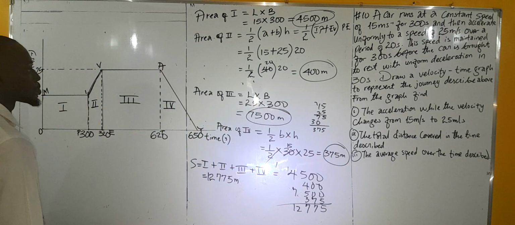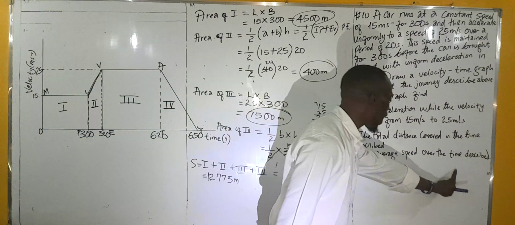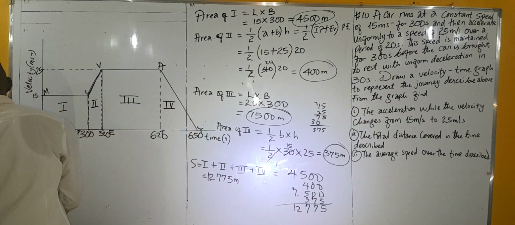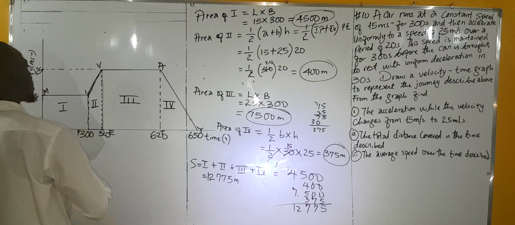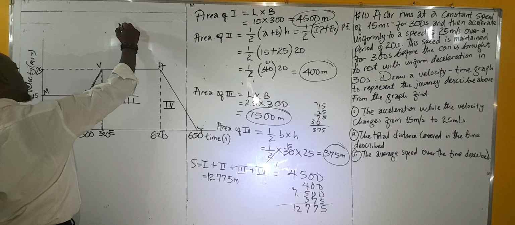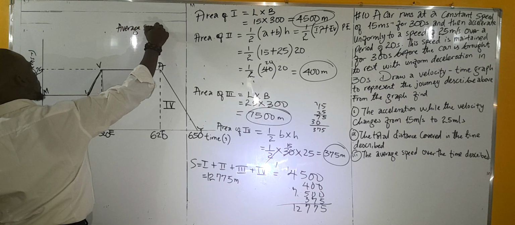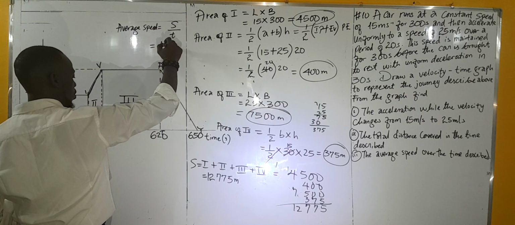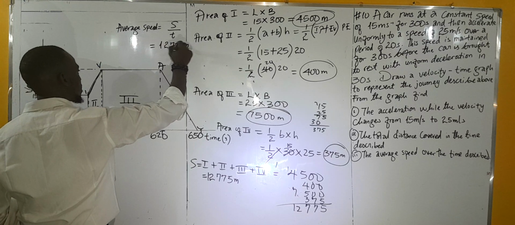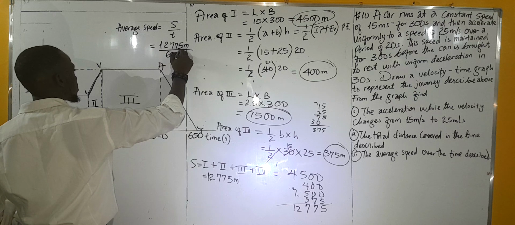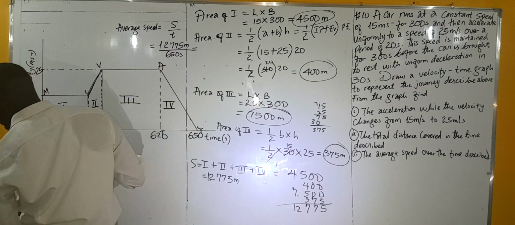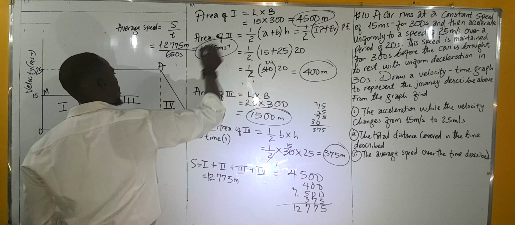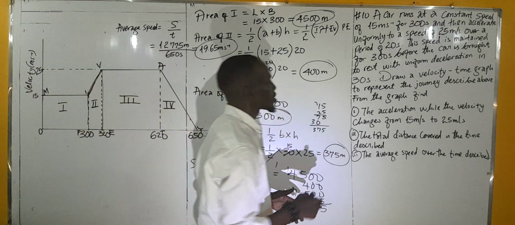All right. So the last question is the average speed over the time described. So what is average speed? Average speed, which is the same thing as velocity, is the total distance over total time. So that is 12,775 meters over total time of 650 seconds. So our answer is 19.65 meters per second. So this is how to calculate velocity-time graph.